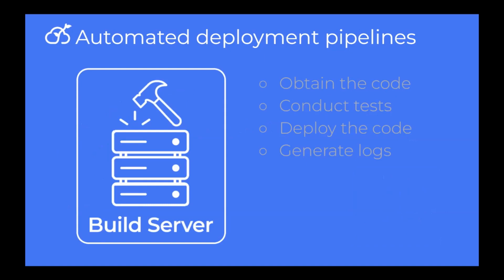In general, the bulk of the automated steps are handled by a build server. Its work generally involves obtaining code from source control, conducting tests on it, running commands or scripts to deploy it, and producing logs to indicate deployment status or convey any errors that may have occurred throughout the process.